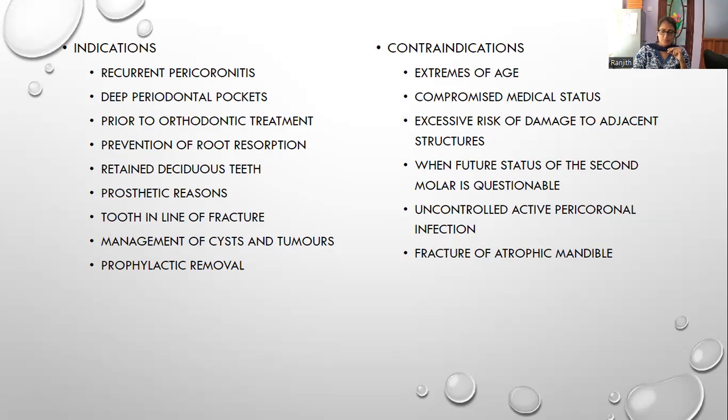So in that case, you would want to leave the third molar behind so that this can serve as function later. Uncontrolled active pericoronal infection, that is, in presence of an infection, you don't want to remove the tooth because this can cause a spread of infection to the spaces. Then coming to fracture of the atrophic mandible. That is, if there's a risk of fracture of the atrophic mandible, then you would want to leave the tooth behind.